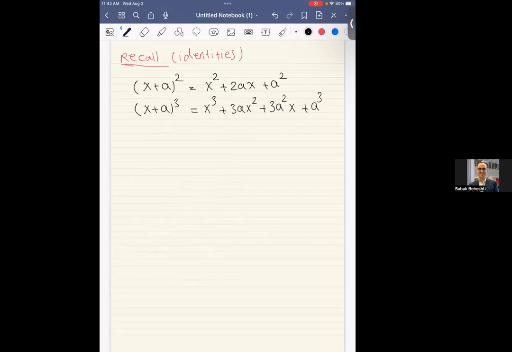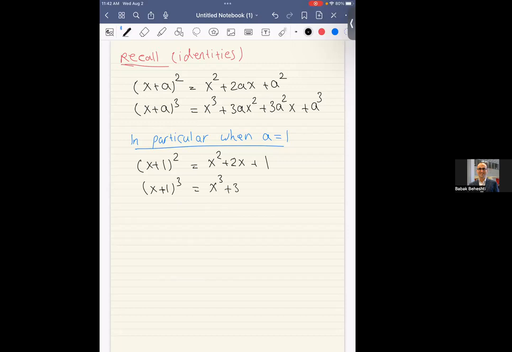And so on. So in particular, if a is 1, you get (x plus 1) squared is x squared plus 2x plus 1, and (x plus 1) cubed is x cubed plus 3x squared plus 3x plus 1.